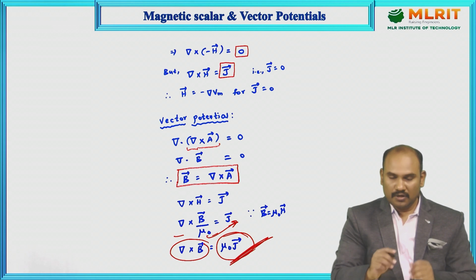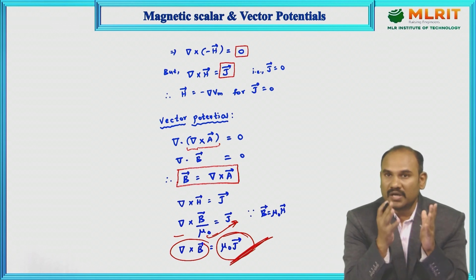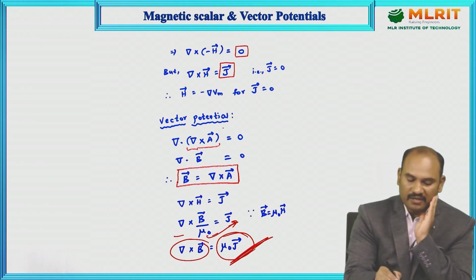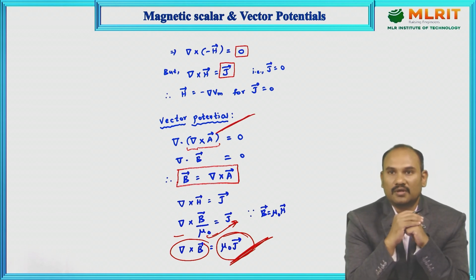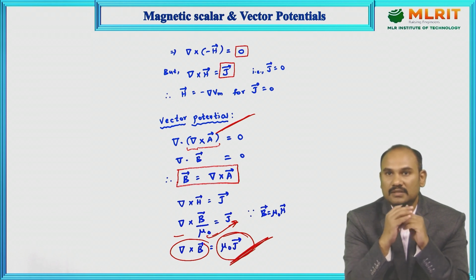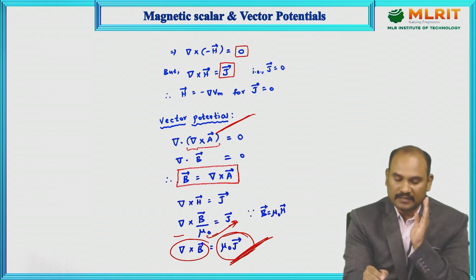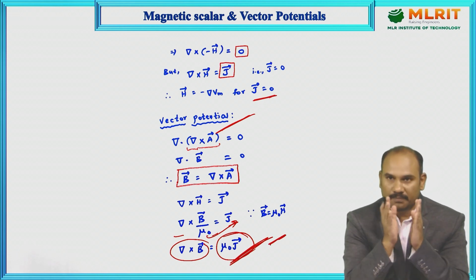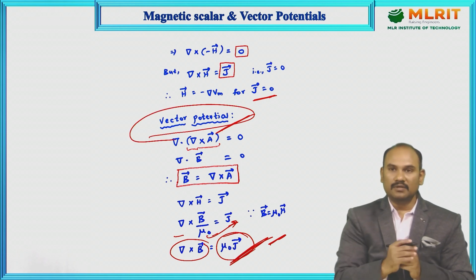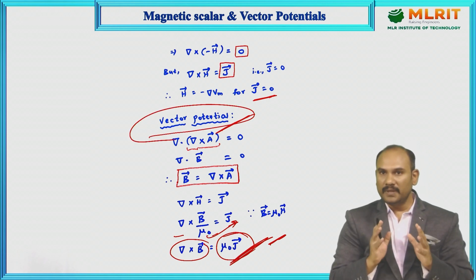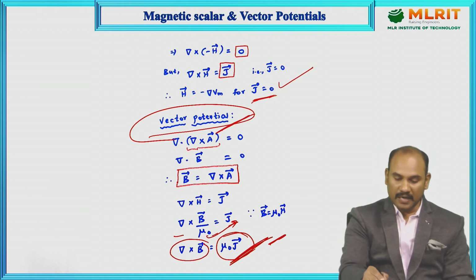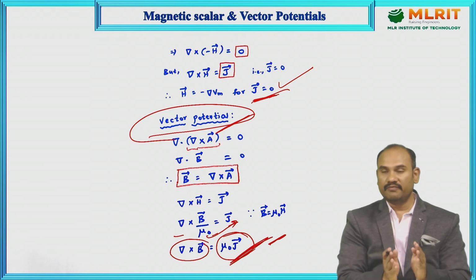Now, is there any necessity for J bar to become 0? Is there any contradiction here in this discussion? No. That means to define vector potential, or for the utility of vector magnetic potential, J bar need not be 0. Unlike the scalar case, where J bar should be equal to 0, here there is no need for J bar to be 0. That means vector magnetic potential is applicable even when J bar is not equal to 0. However, for scalar magnetic potential to be applicable, J bar has to be 0. That is the distinction between scalar potential and vector potential in magnetostatics.